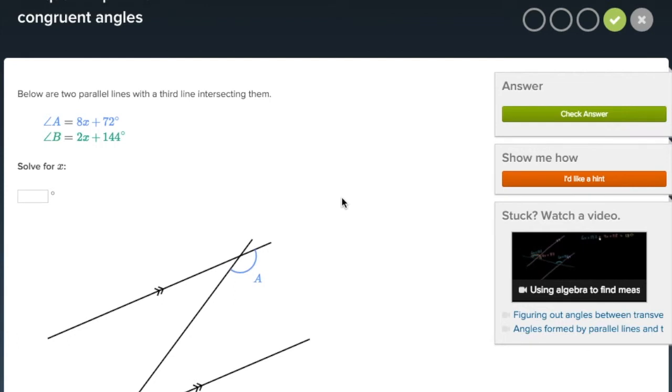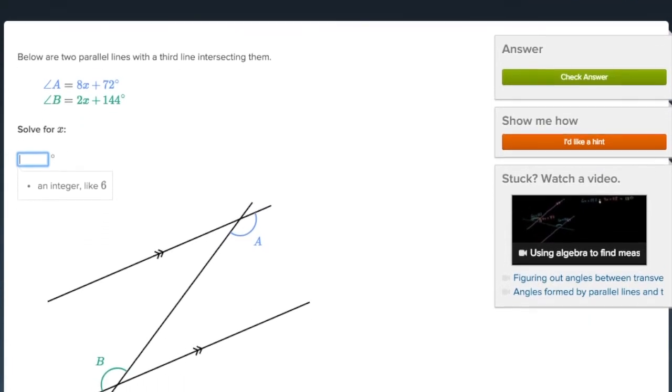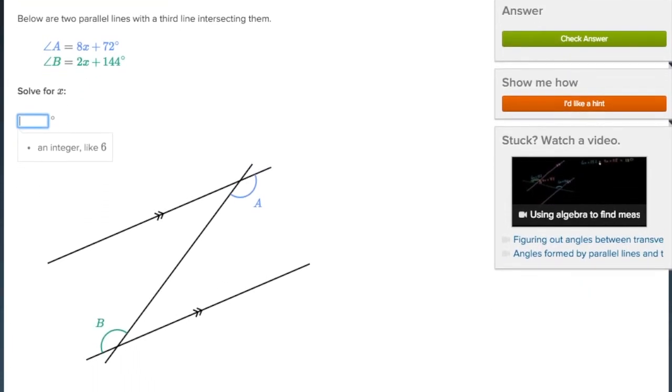Okay, let's talk about equation practice with congruent angles. There are two different types of problems that you might encounter here, similar to what we talked about in the previous exercise when we were talking about congruent angles. So in this particular problem, we have two parallel lines with a third line intersecting them. That transversal gives rise to some angles that are of equal measure.